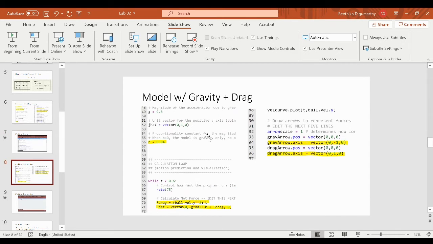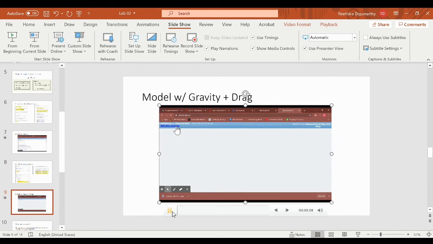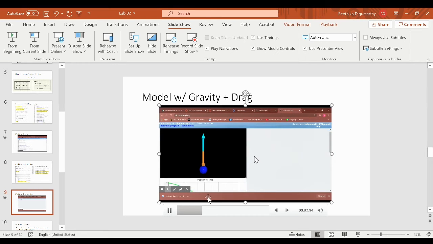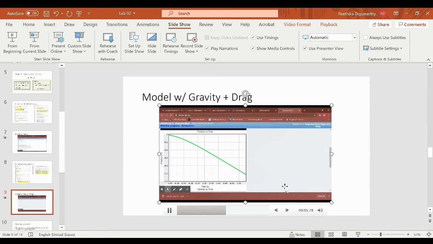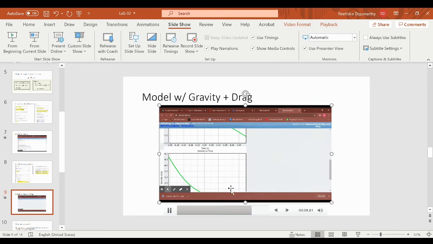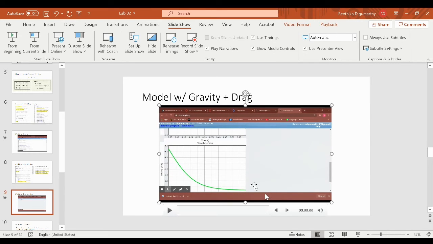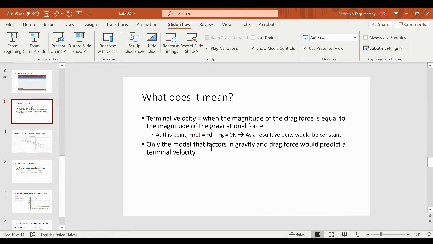In the second model, I incorporated drag, so I have a proportionality constant of 0.04, and I calculated the drag force to be the velocity of the ball in the y direction squared times the proportionality constant, and I added that to the gravitational force to get F net. The drag force is in the direction opposite to the direction of motion, so it's on the positive y axis. When I plug that into GlowScript and run it, I get similar motion, the position versus time graph, and the velocity versus time graph, which has an asymptote because the velocity is approaching a limit, and that limit is the terminal velocity.